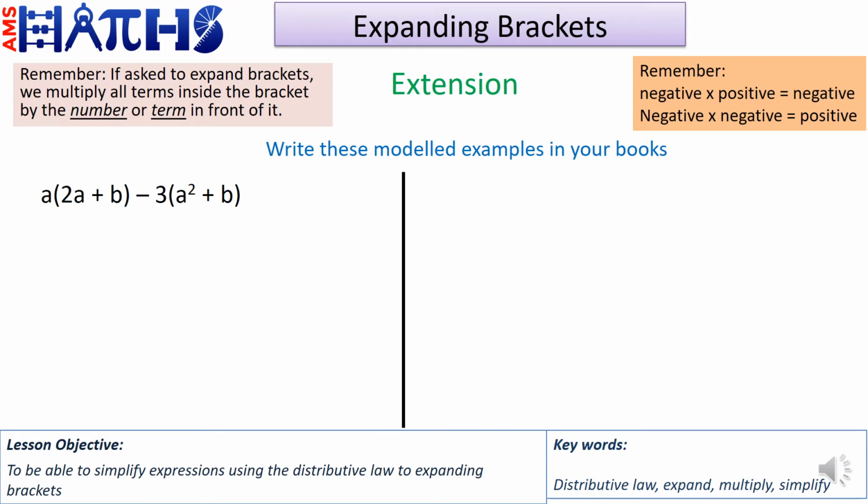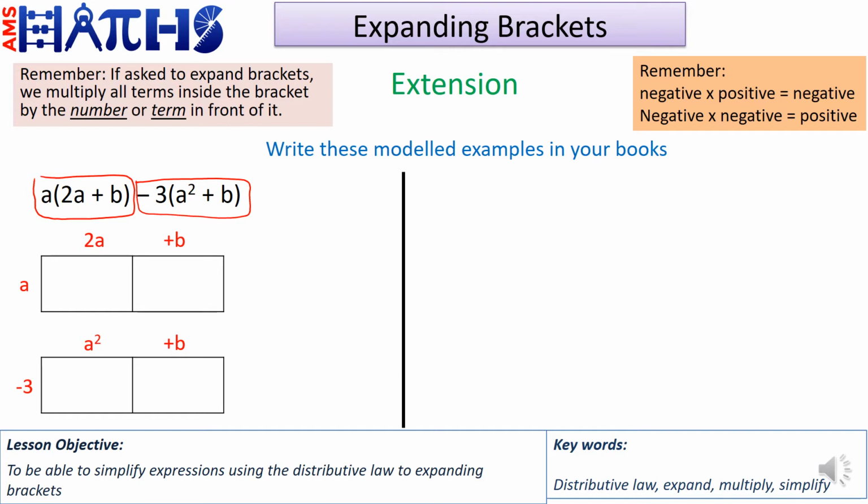For our first extension problem, we can see that we have our brackets separated by a minus sign, so we have our 2 sets of brackets to multiply separately. So we are going to set up our grid as normal, then multiply. a times 2a, 2a squared. a times b, ab. So we have 2a squared plus ab.